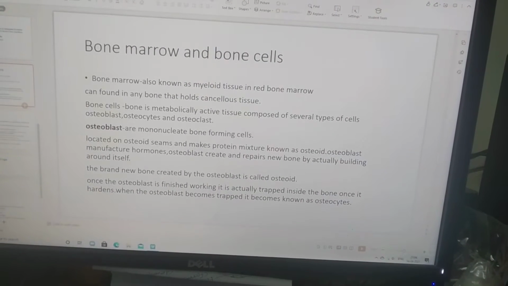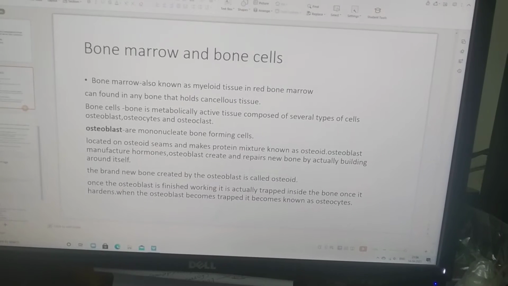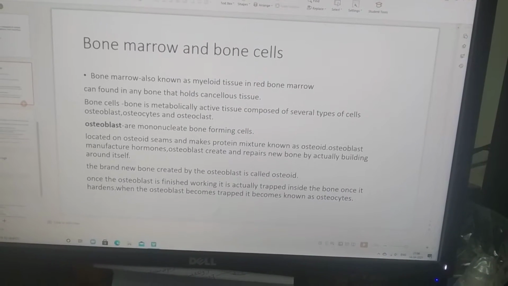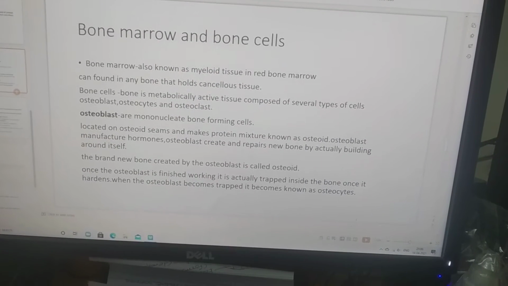In the last lecture we learned about the types of bones. Now we turn towards the bone marrow and bone cells. Bone marrow, also known as myeloid tissue in red bone marrow, can be found in any bone that holds cancellous tissue.